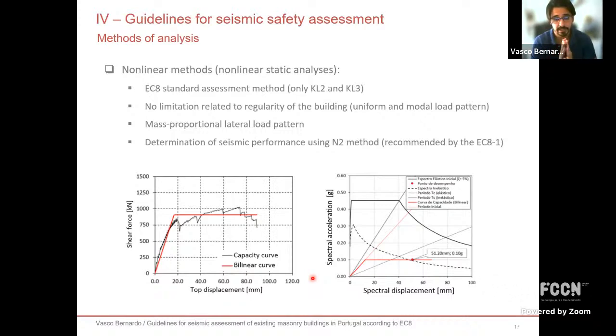In this case, the seismic assessment is computed by comparing the performance points that can be obtained by the N2 method, which is the method recommended by the Eurocode Part 1, and using the ductility of the capacity curve to build the inelastic spectrum and get the performance points to be compared with the capacity.